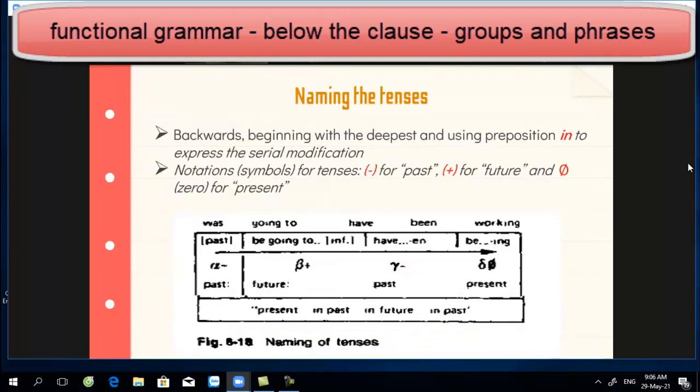And naming the tenses, we will name the tenses backwards, beginning with the deepest and using the preposition "in" to express the serial modification. And notations are the symbols for tenses. So we will use minus for past, plus for future, and zero for present. So when we look at the example here, "was going to be helping", from here we can see that "being" is the present. And then we move backwards. So "being" is the past and "going to" is future and "was" is in past again. So that means we have present in past, in future, and in past, the "was" in past.